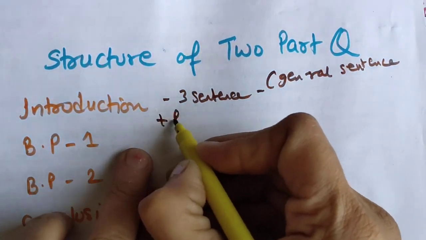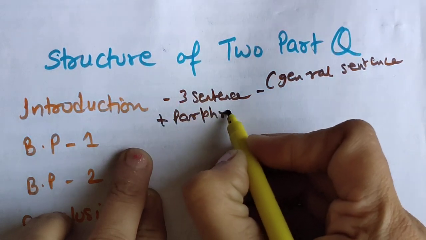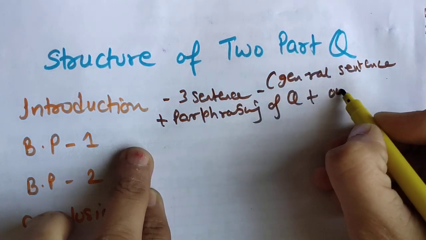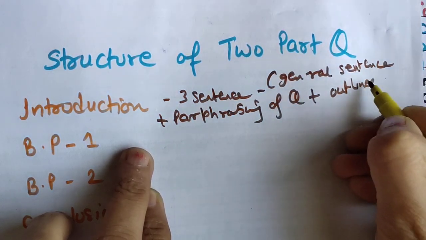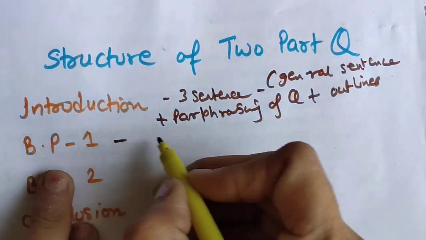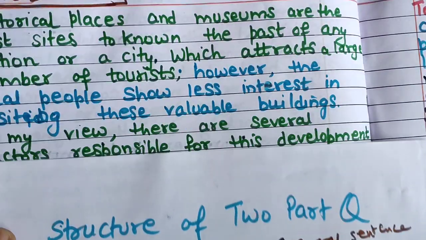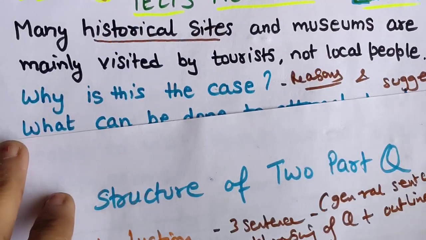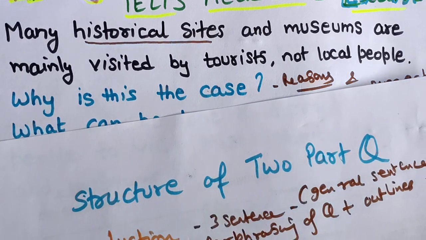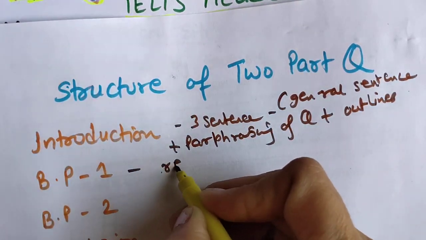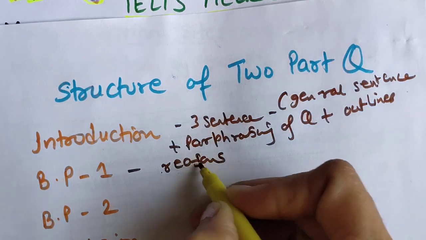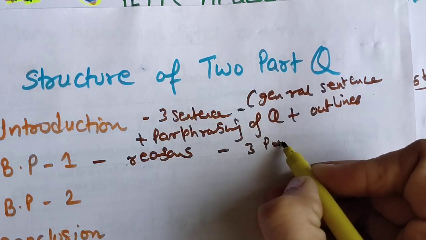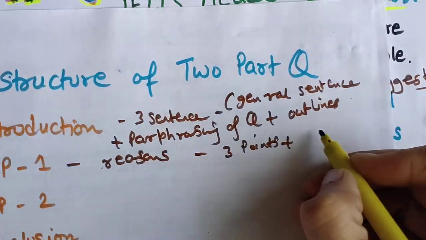Second is paraphrasing of the question statement. Third is the outline statement, what you are going to write in your further paragraphs. Okay, BP1 means we know it is a 2-part question here. In BP1 we will be writing the first question, where they have asked us for reasons. At least 3 reasons, explain 3 points with one example.